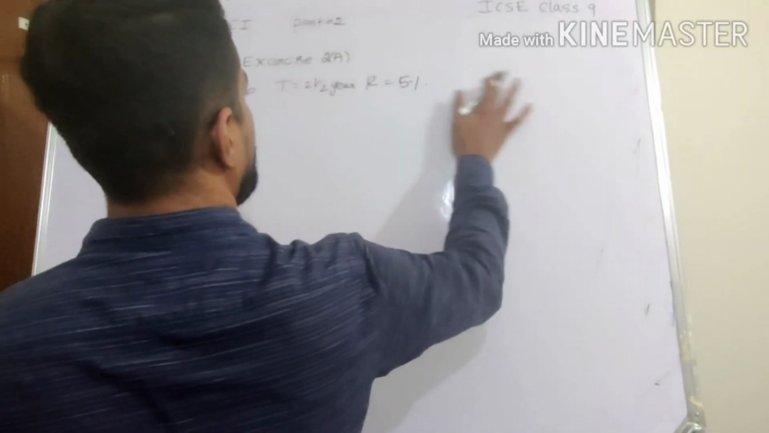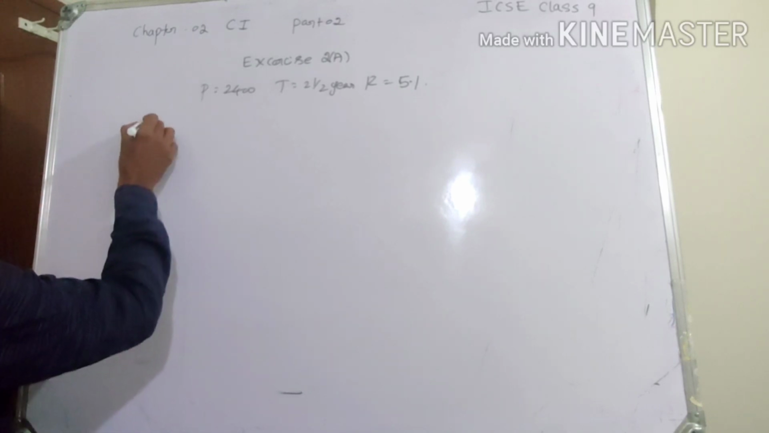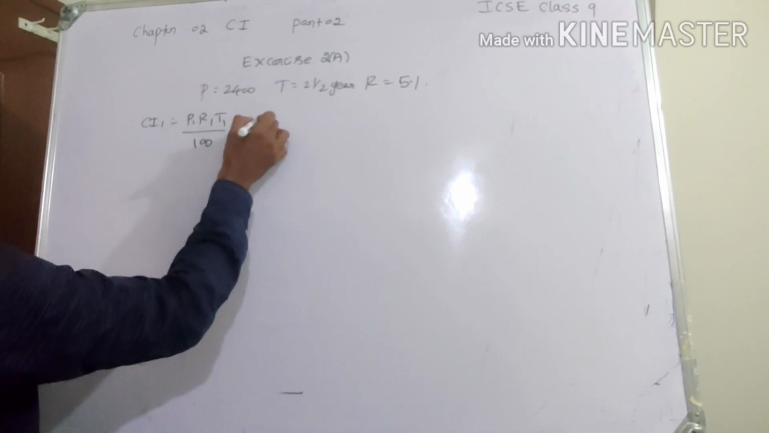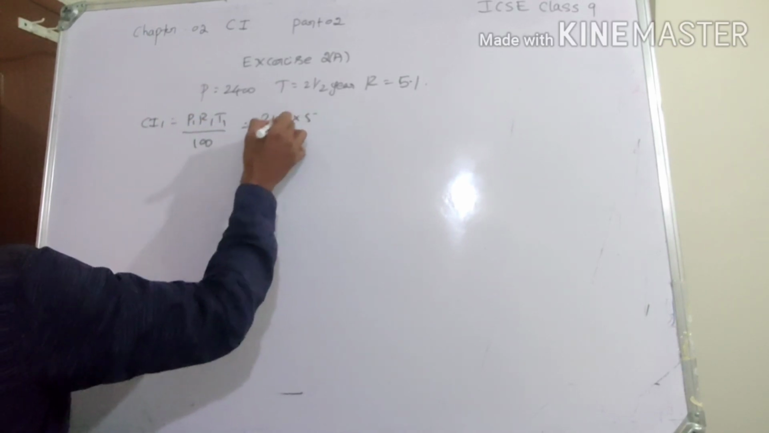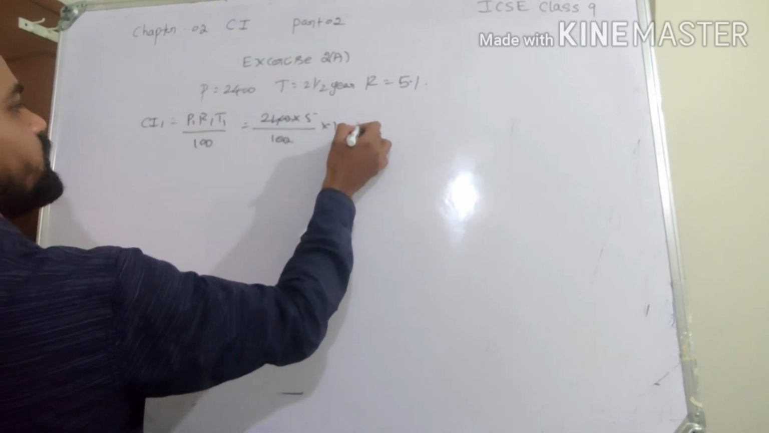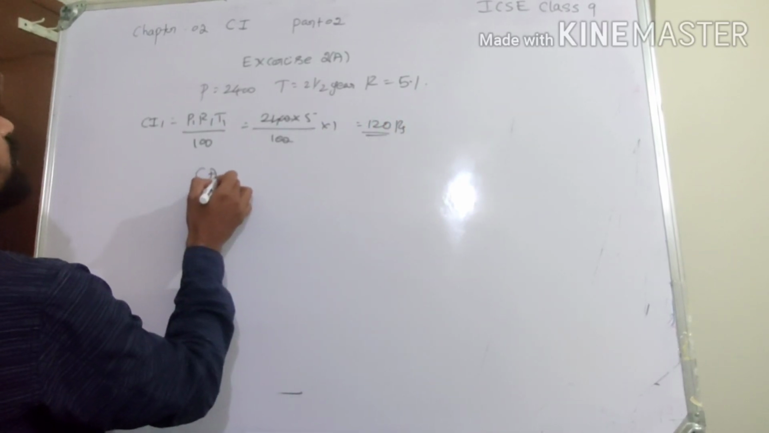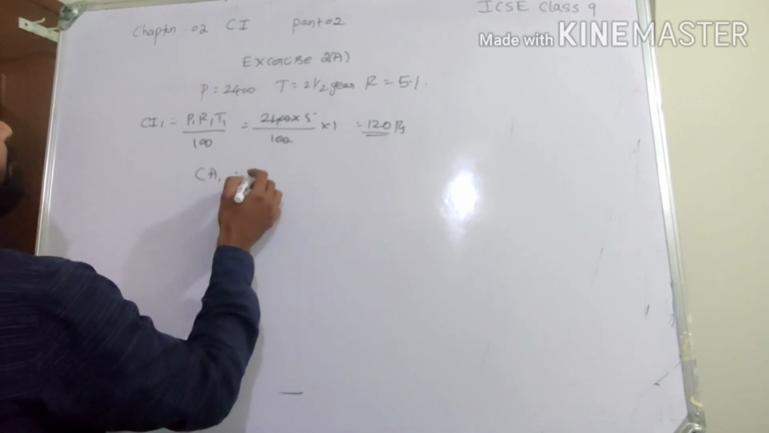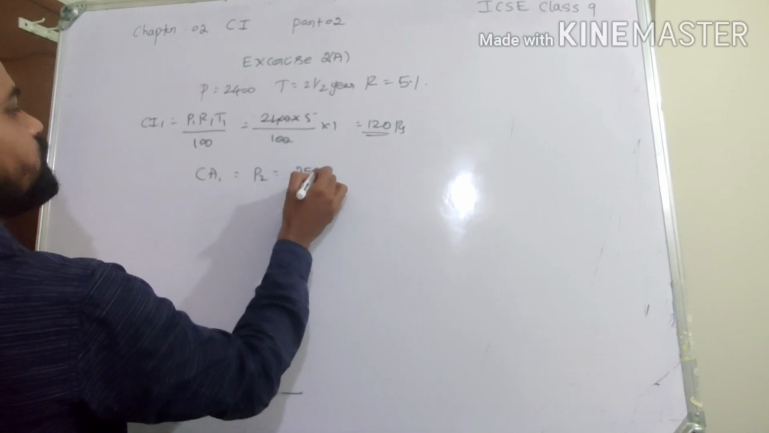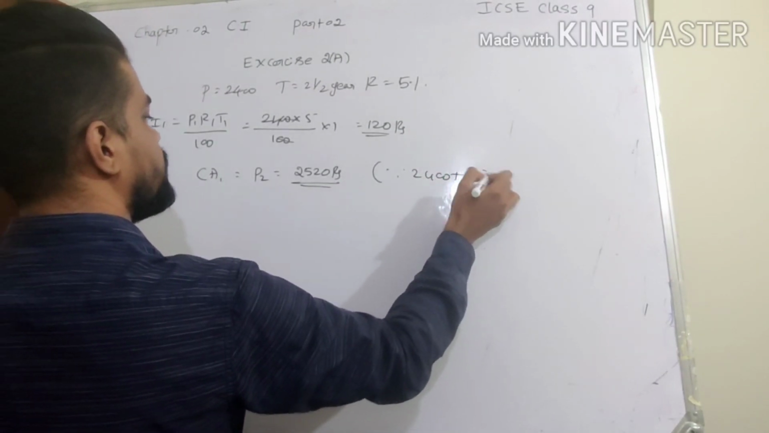Okay, so first year again we have this. The compound interest 1 is equal to P1 R1 T1 by 100, that is 2400 into 5 by 100 into 1. So if you solve, 24 5s are 120 rupees. So the compound amount will be given by, that is also equal to P2, which is 2520 rupees. That is the sum of 2400 plus 120.